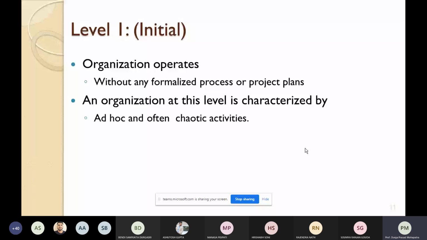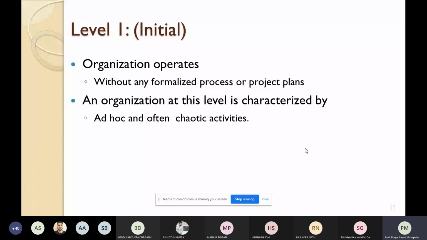An organization at this level is characterized by ad hoc and often chaotic activities. The processes you are following are purely ad hoc and chaotic. You are not following any formalized or systematic process or formalized project plans. So you are rated at the initial level, level 1. All the processes are ad hoc and chaotic, so that's why you are evaluated at the initial level.